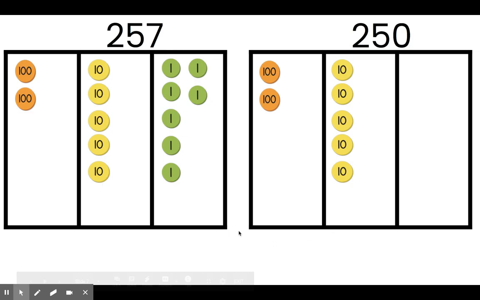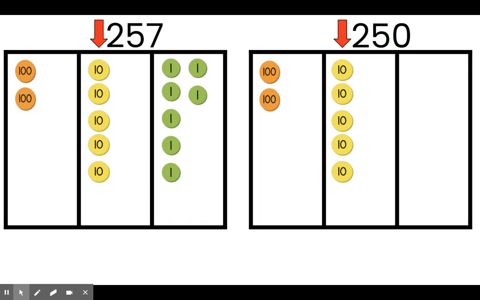Let's start by looking at the largest unit. On our place value chart, the greatest unit is hundreds, so let's look there first. 257 has 2 groups of 100. 250 also has 2 groups of 100. We cannot tell which number is greater or which number is less by looking at just the hundreds because they're equal or equivalent. They both have 2 groups of 100.